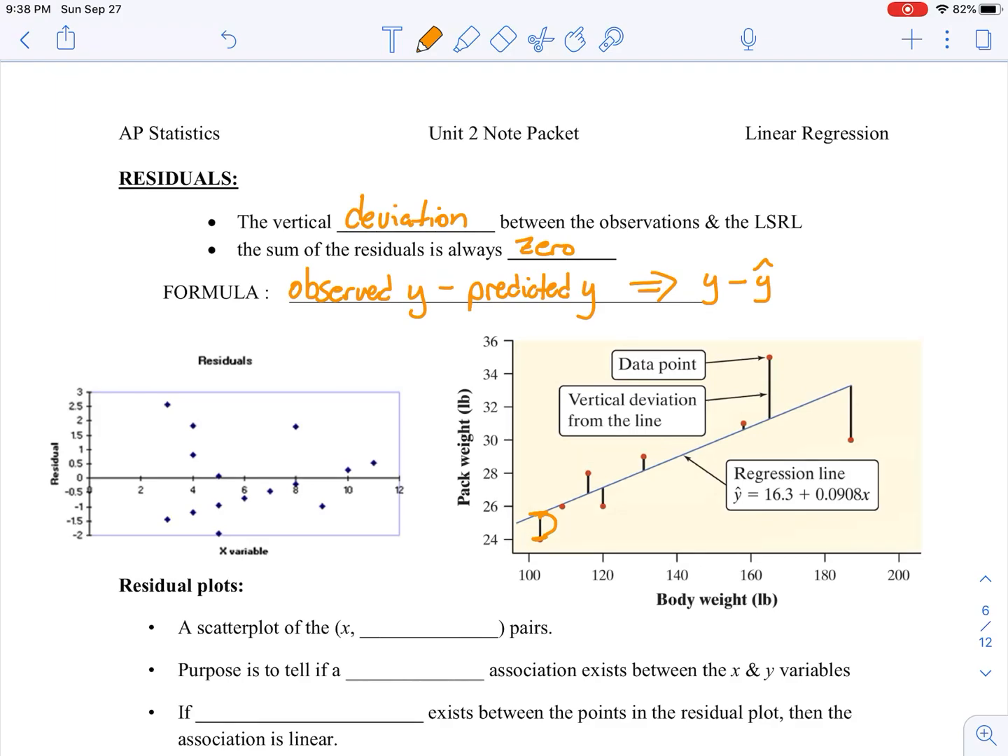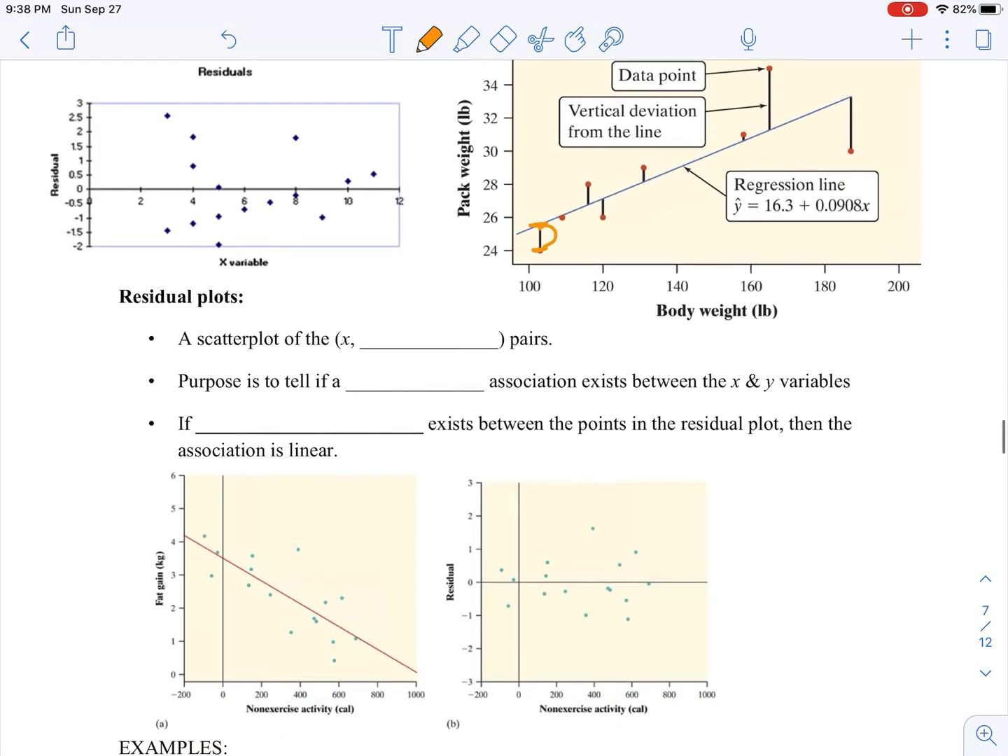So if we go on through here, here's a better example of the residuals plot. We're going to make another scatter plot of all my x values plotted against the residual value. The purpose of doing that is to tell me if it is linear or not, because sometimes it will be curved. If I can look at a residuals plot and see no pattern, then I know that the association is linear.